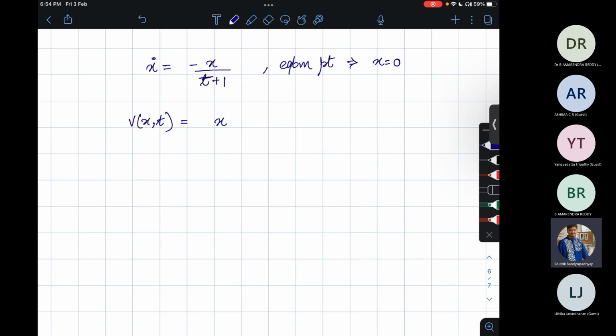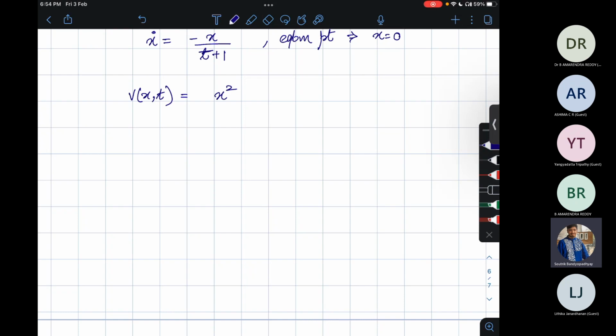Let's say this is x squared. So this is a candidate Lyapunov function. Why candidate? Because I have not yet tested the time derivative of this. I have just proposed this Lyapunov function. So there can be any number of Lyapunov functions which you can propose, right? Here, the Lyapunov function is time dependent, but there is no time over here. You can create a Lyapunov function which is static in time.